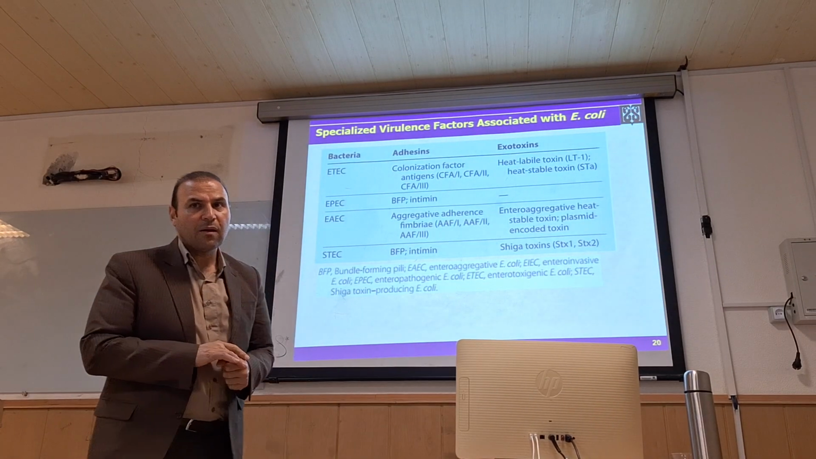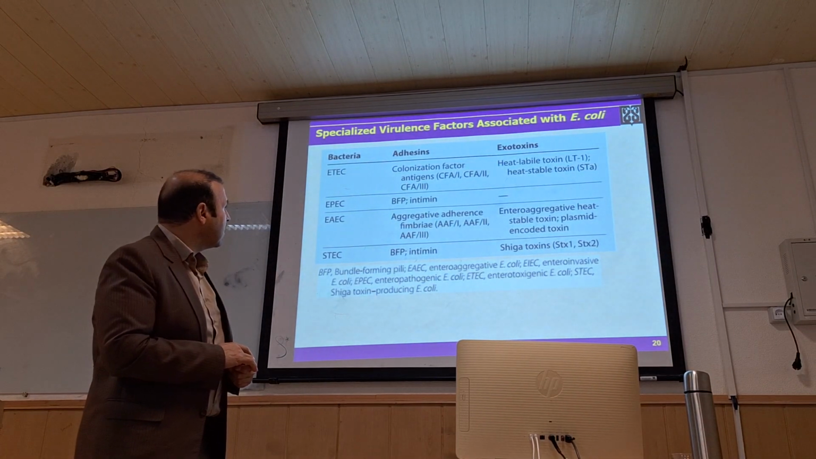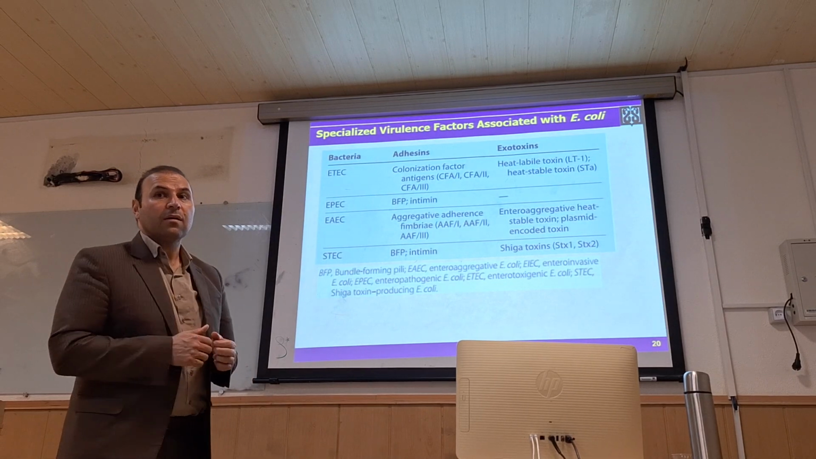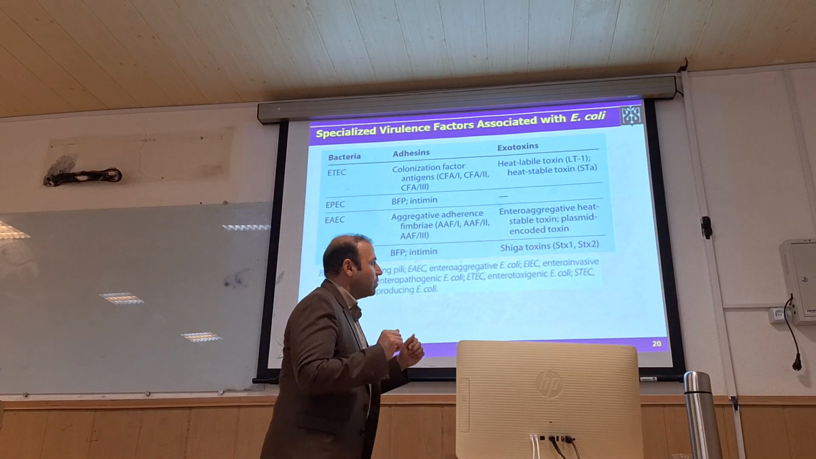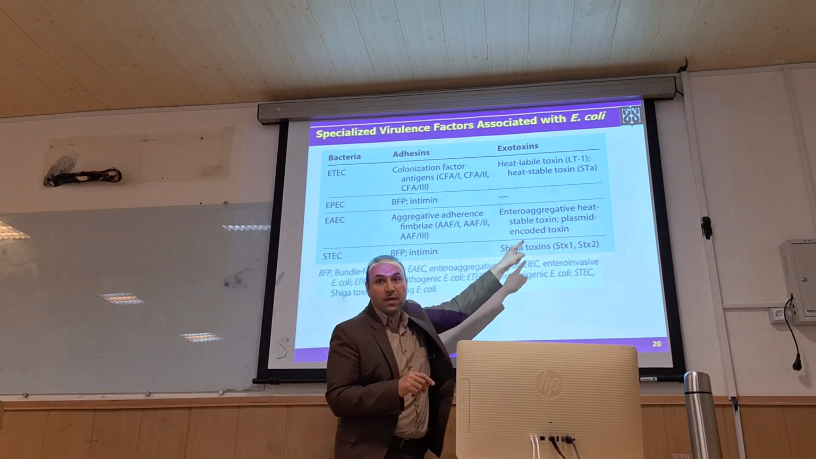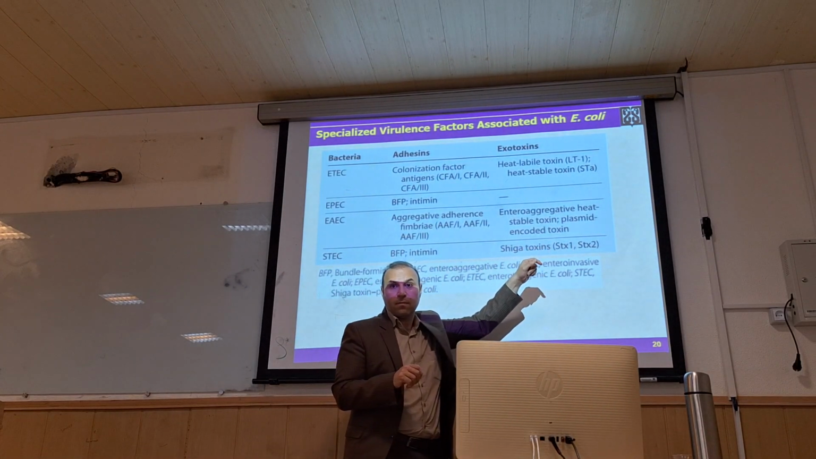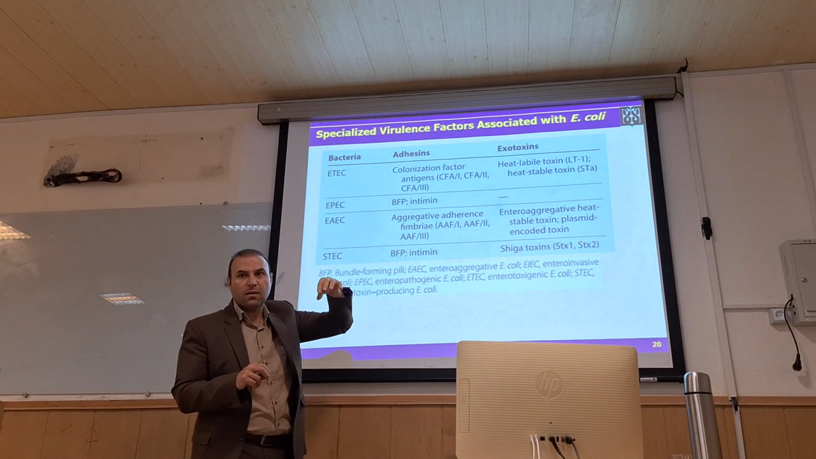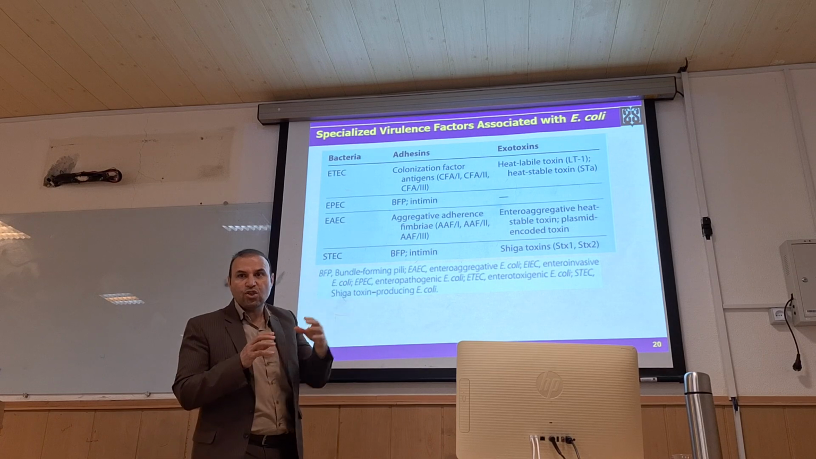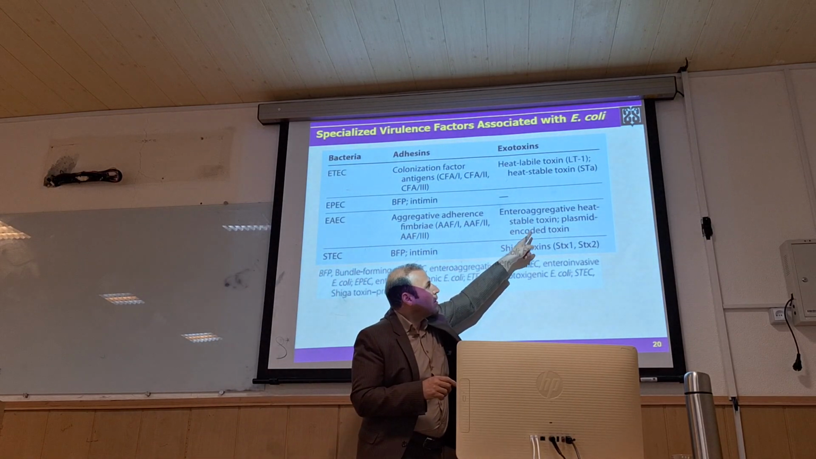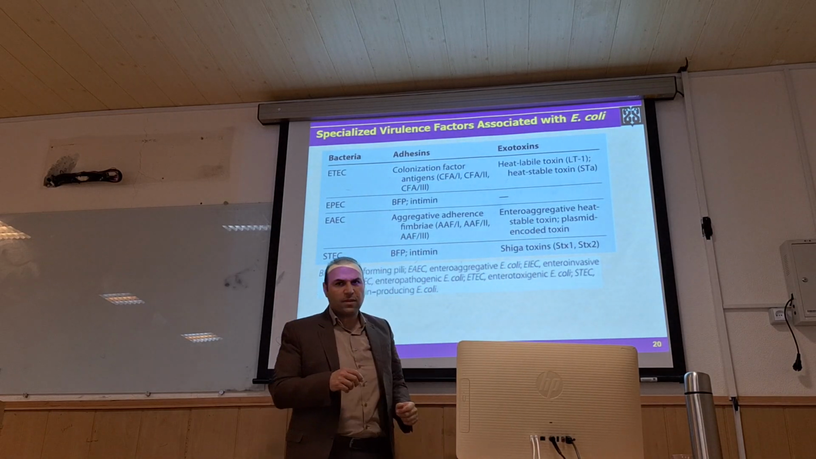Doctor, if I could ask a question. In EAEC, from the exotoxins, it said plasmid-encoded toxin. Is there another toxin? The gene encoding this toxin is located on the plasmid. Can it be encoded in another place rather than the plasmid? No, the genes which encode the toxin are located on the plasmid.